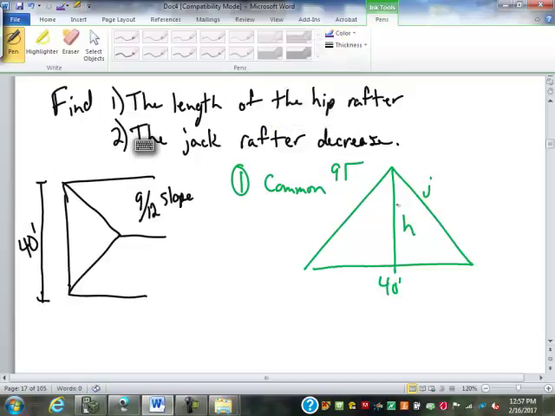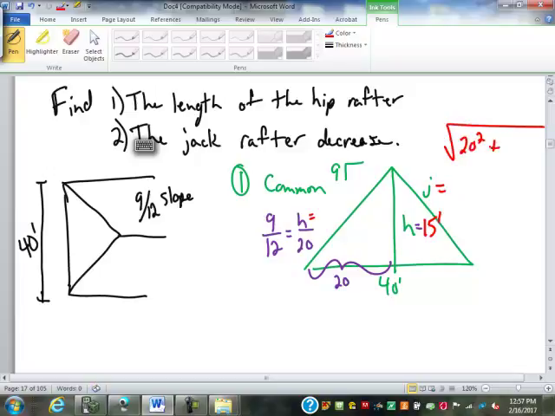You're absolutely correct. How do we find H? Okay, so it's 9/12 equals H over 20, which gives us what for H? 15 feet. So then for J, what do we get? It's the square root of 20 squared plus 15 squared, right? Which is 25 feet.